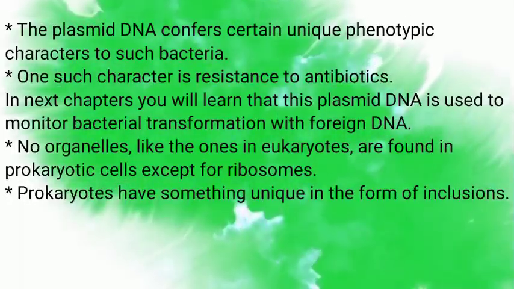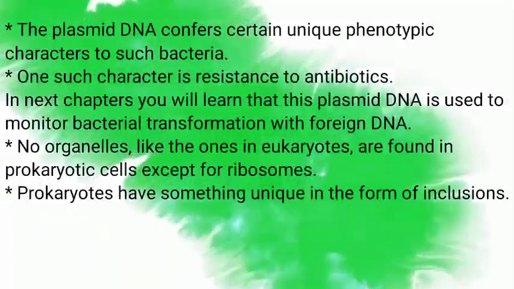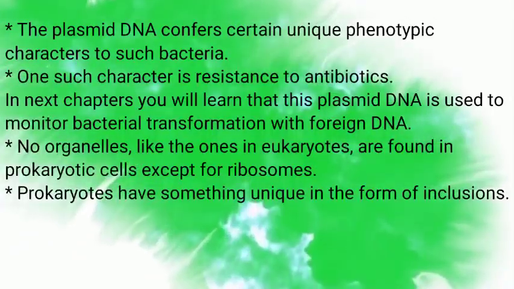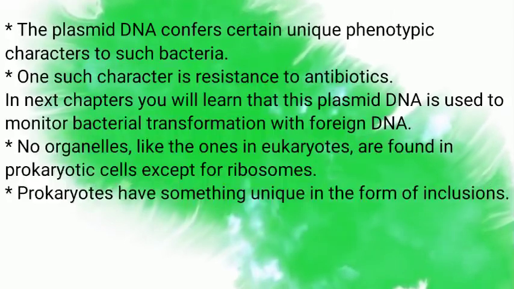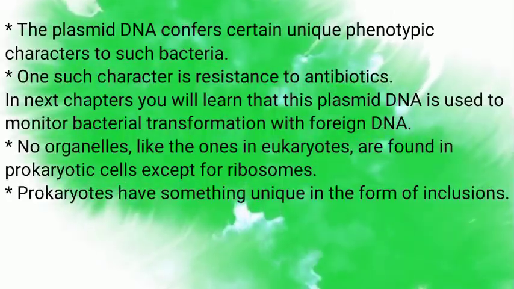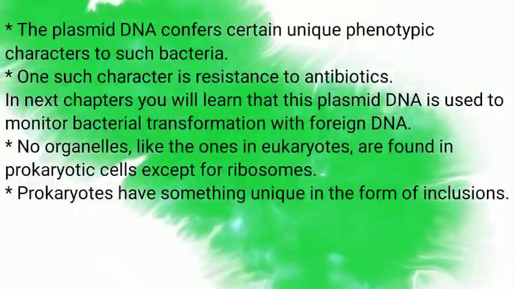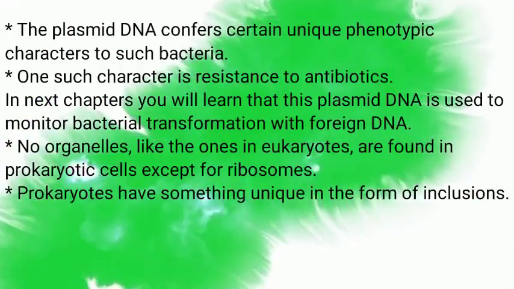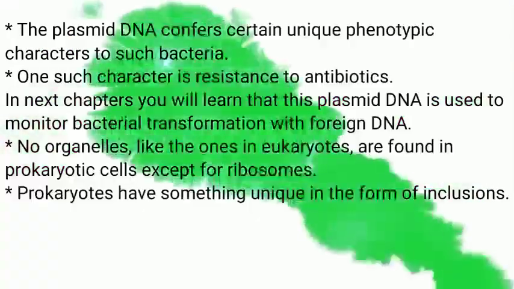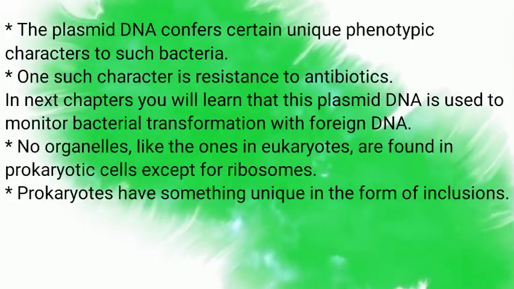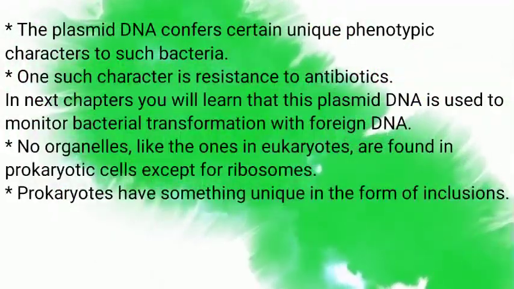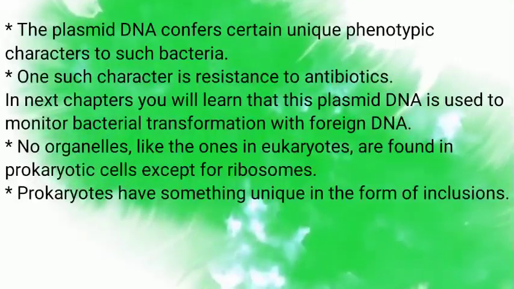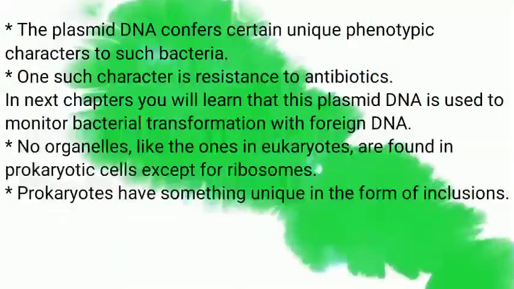Prokaryotes have something unique in the form of inclusions. Plasmid is the unique feature of bacteria. It gives antibiotic resistance to bacteria. No organelles like the ones in eukaryotes are found in prokaryotic cells except for ribosomes. Prokaryotic cells have a unique form of inclusions.